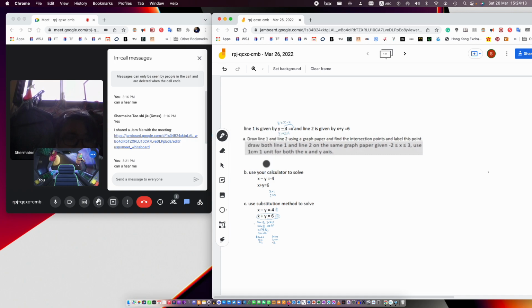By the way, you are supposed to look at the Jamboard. So you are given line 1 as y minus 4 equals to x. So you change it to the format y equals to mx plus c. So you are getting what? You are getting y equals to x plus 4, right?